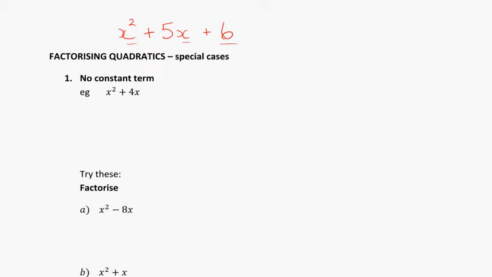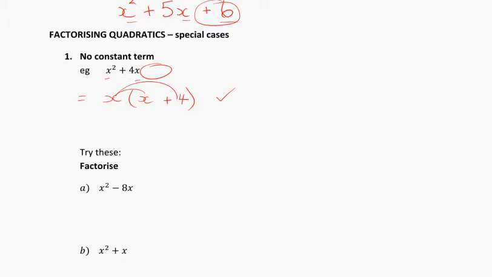In this case, notice that there is no constant term, so it's just got an x squared and an x term, and in this case you only need one bracket to factorise. You look, and there's an x in there and an x in there, so I can factor an x out. What do you multiply x by to get x squared? An x, plus what do you multiply x by to get 4x? I need a 4. Remember to re-expand to check. x times x is x squared, yes. x times plus 4 is plus 4x. Checked.